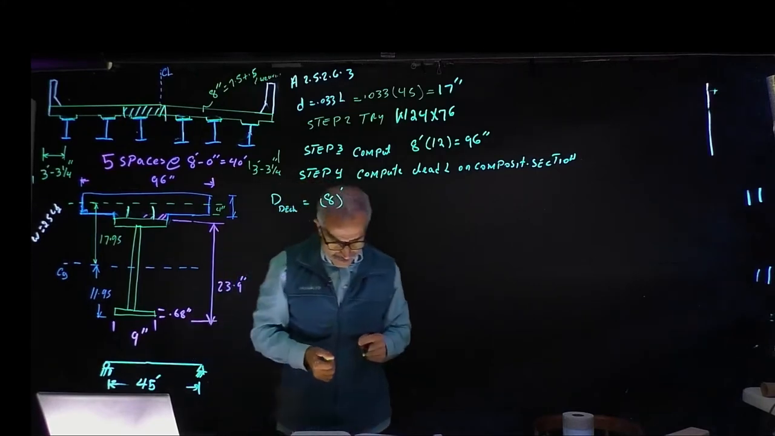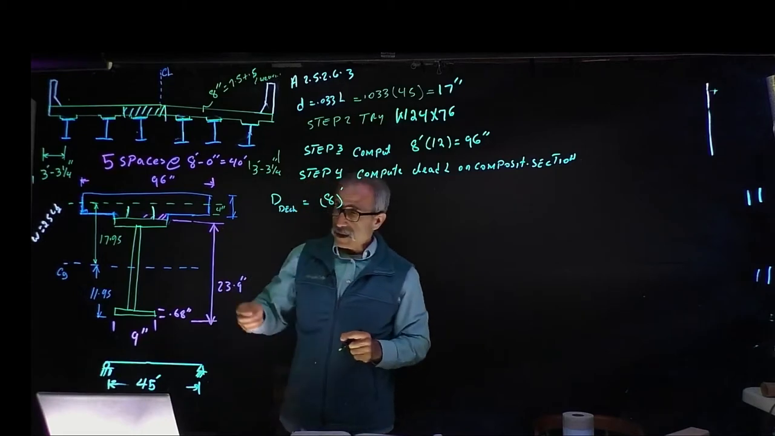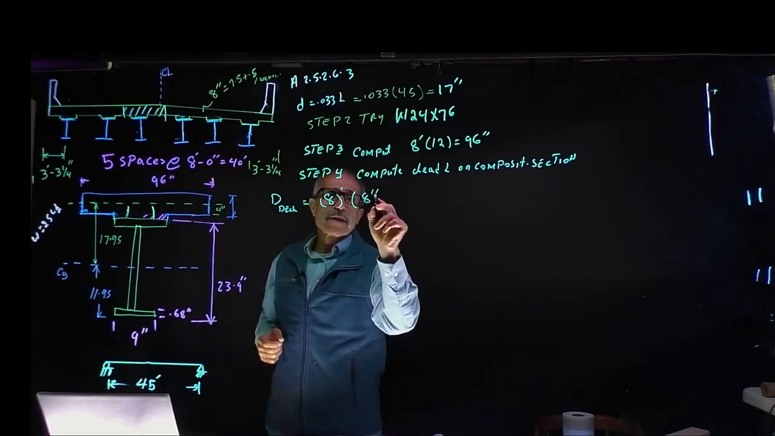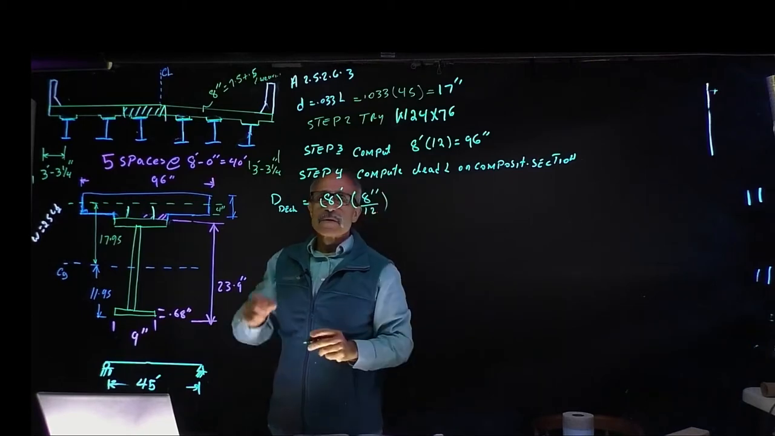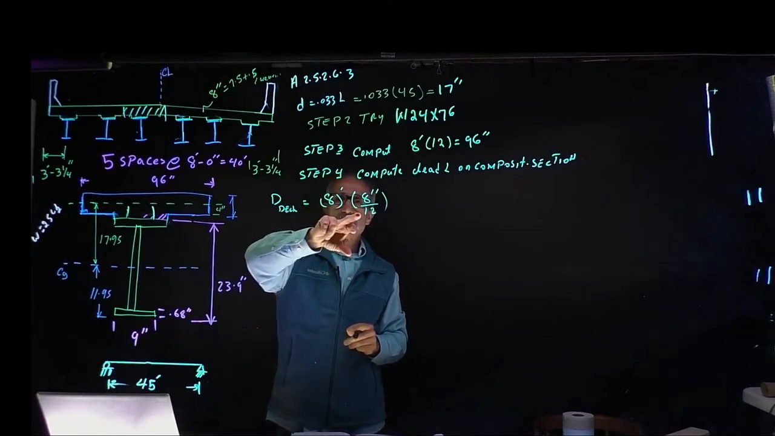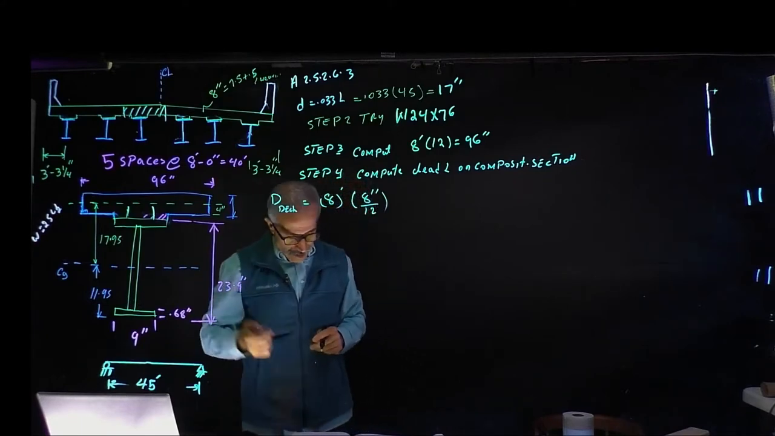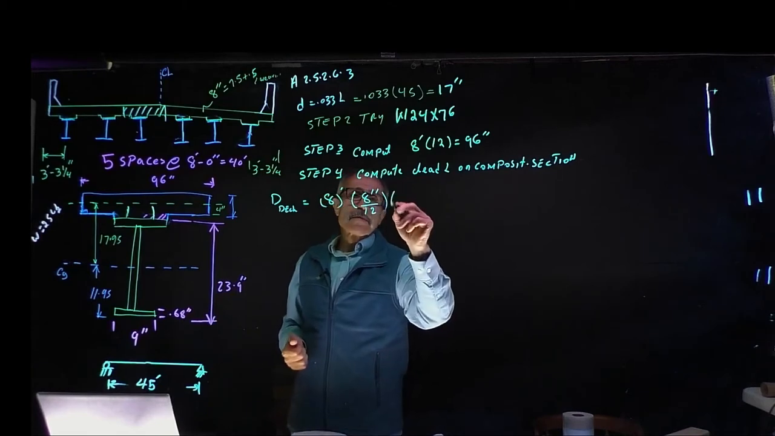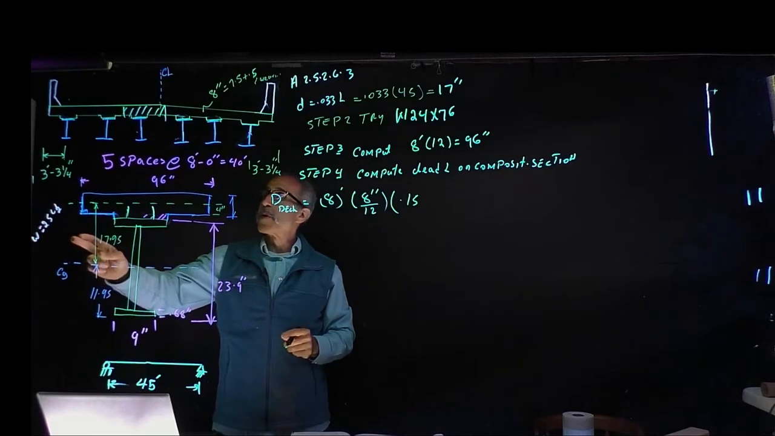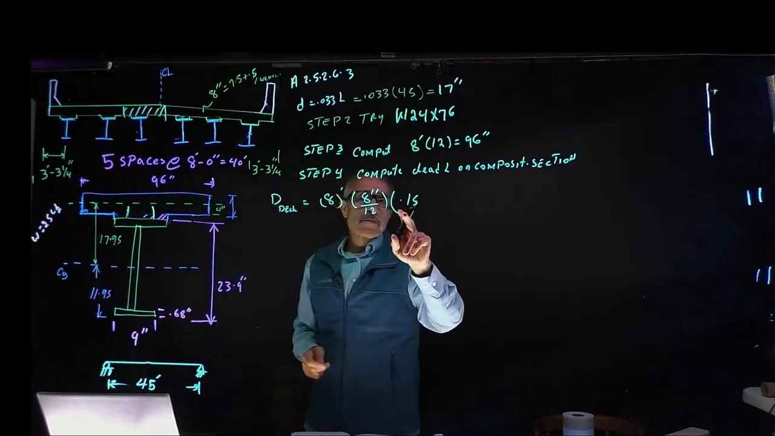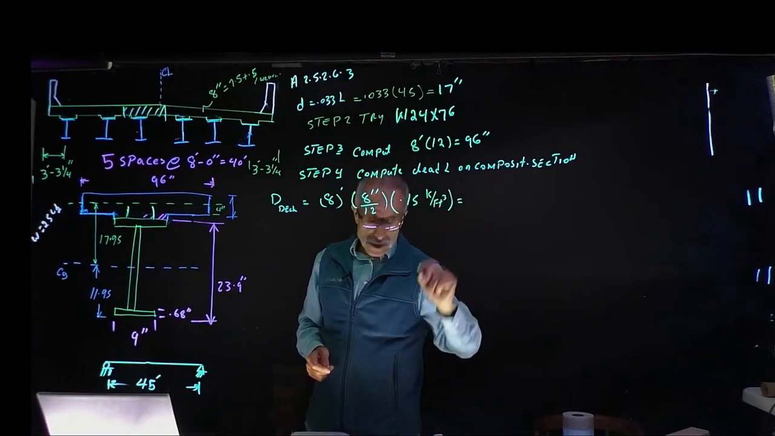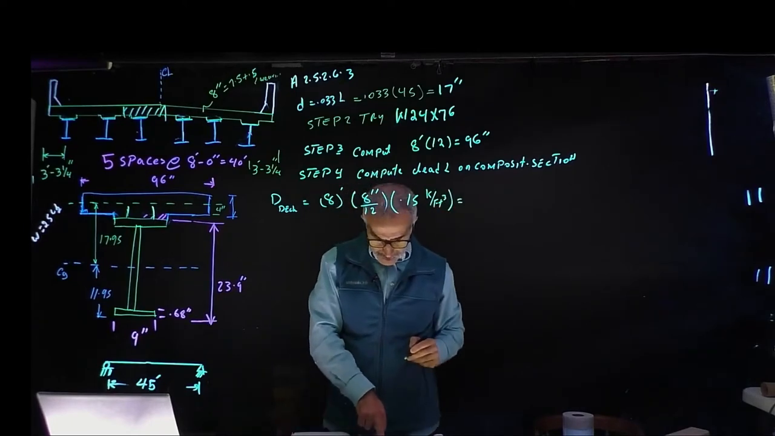And then we have 8 inches, so that's 8 inches divided by 12. That's the width times thickness, and we're going to go per 1 foot section, so we multiply that by 0.15. We said in the design criteria it's 150 pounds per cubic foot concrete, which is the same as 0.15 kip per cubic foot, and that's going to give me 0.8 kip per foot.